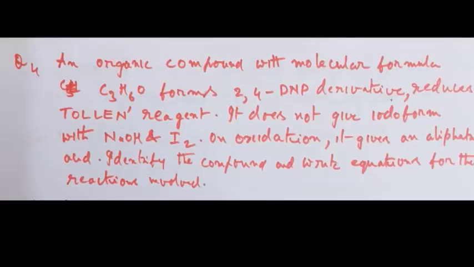Question 4. An organic compound with molecular formula C3H6O forms a 2,4-DNP derivative and reduces Tollens reagent. It does not give iodoform with sodium hydroxide and iodine. On oxidation, the compound gives an aliphatic acid. Identify the compound and write the equations for the reactions involved.